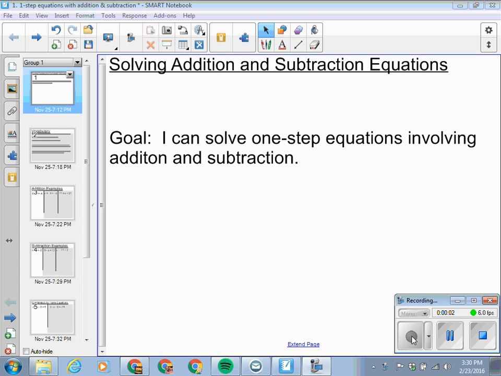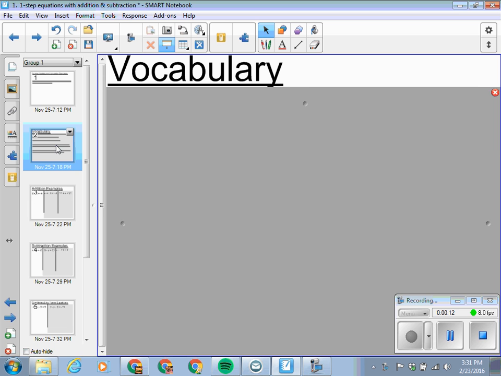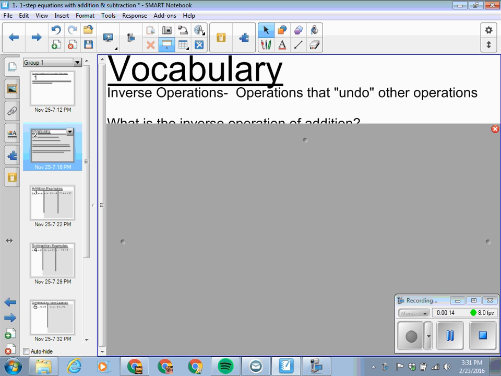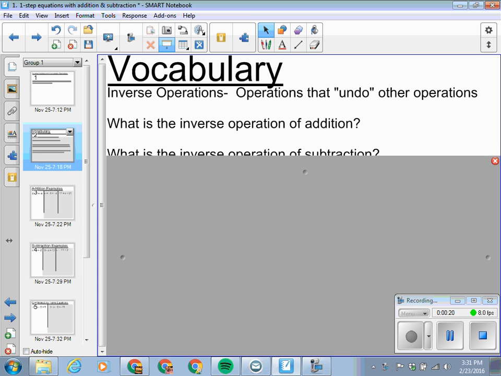This lesson covers one-step equations, solving them by adding and subtracting. The goal is to solve these equations involving addition and subtraction. So, some vocabulary. Inverse operations. These are operations that undo other operations. They're the opposites. We've talked about this before this year. We're going to get it on paper now.